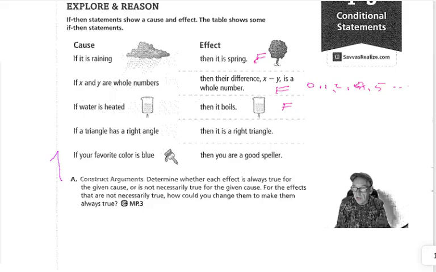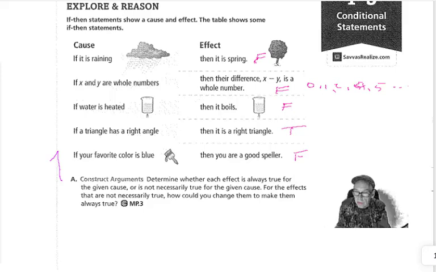If a triangle has a right angle, then it's a right triangle. We define right triangles as triangles that have right angles. That's going to be a true statement. And if your favorite color is blue, then you're a good speller. Your favorite color may not be blue, and you could be a good speller. Your favorite color could be red, and you could be a good speller. So we can't really say anything about that. So we're going to call that a false statement also. I just noticed that if the if part is true and the then part is true, then we can say it's a true statement.